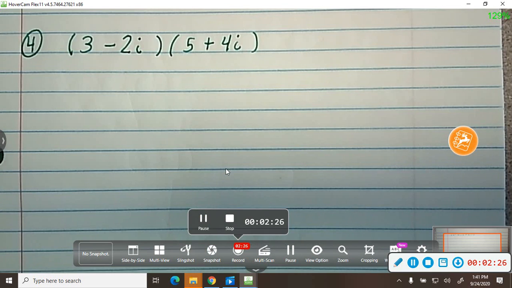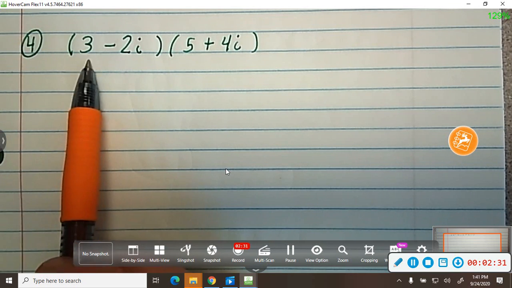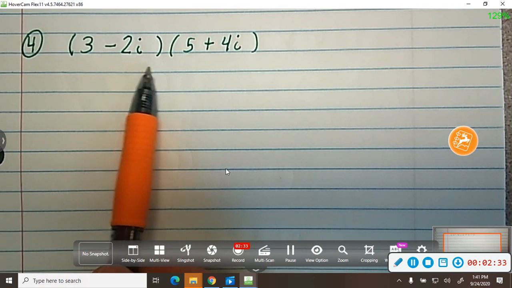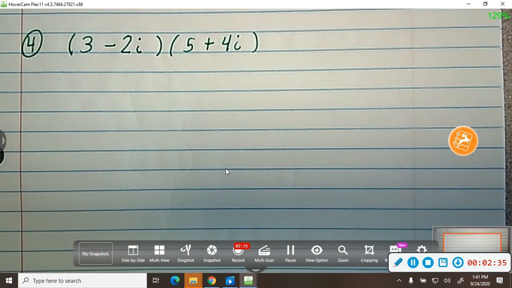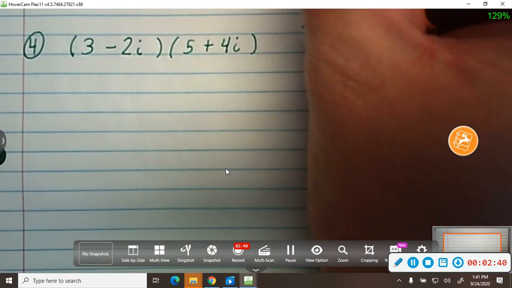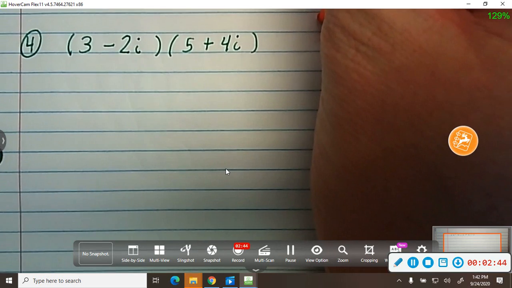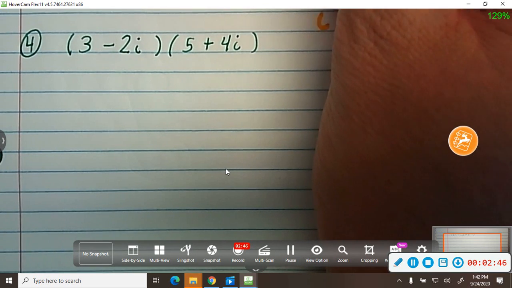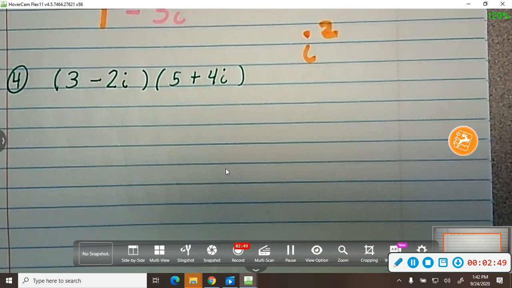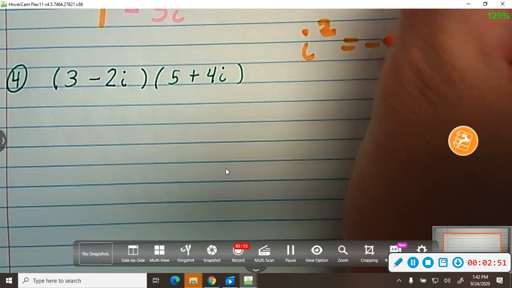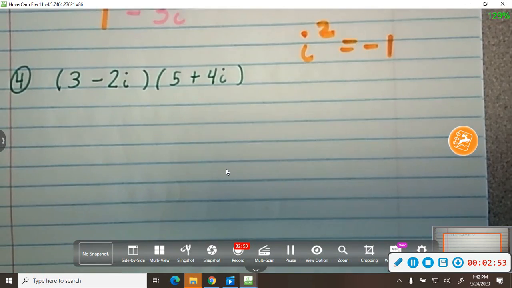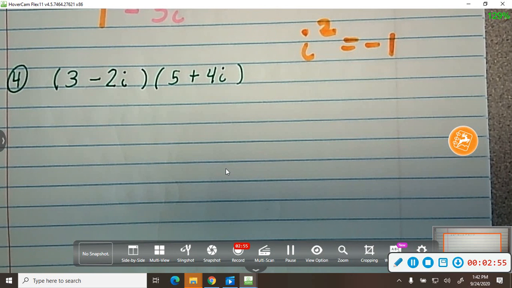Okay, on here, this is an example of multiplication. It's multiplication because you got the expression 3 minus 2i times the expression 5 plus 4i. And one thing we need to know before we start is that i squared, if you take an i times an i, you get negative 1. So two i's together make negative 1. And that's going to be important in this problem.